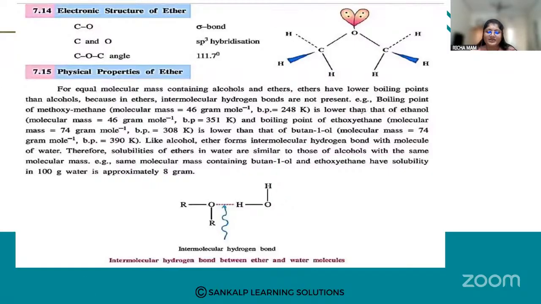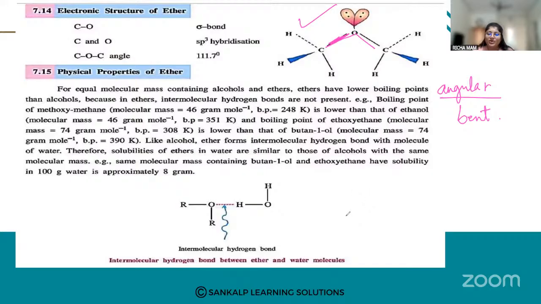So when we are discussing dipole moment, we have seen the structure. So this is the structure of ether. You can see that the ether has an angular shape, or we call it a bent shape. And the C-O bond in ethers is polar. As a result, what will happen? There will be a net dipole moment.